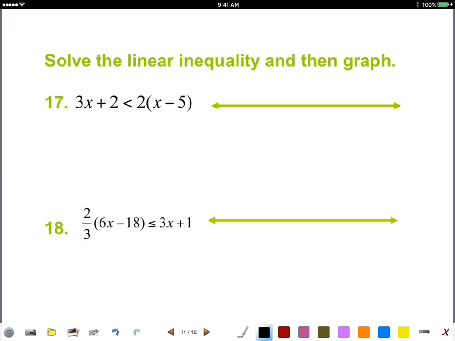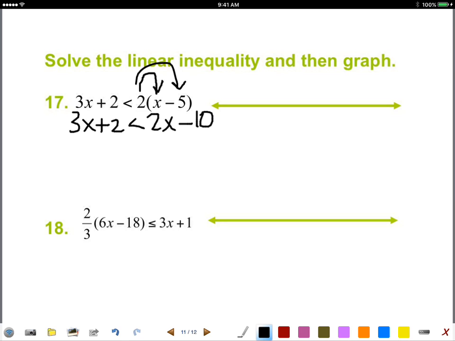Okay, so the first thing we're going to do on this one is the distributive property. So bring down the 3x plus 2 and the less than sign, and then we're going to distribute this 2. 2 times x, 2x, minus 2 times 5 is 10. You just took a test where you had to do a little bit of the distributive property on the last problem. Do you remember that? Most of you got that right, okay?